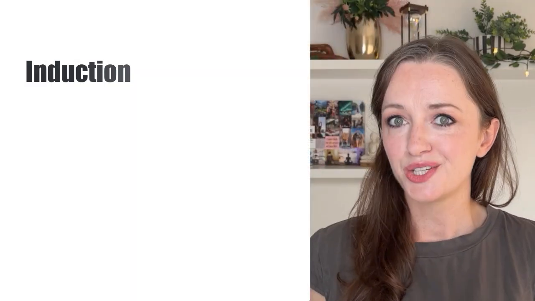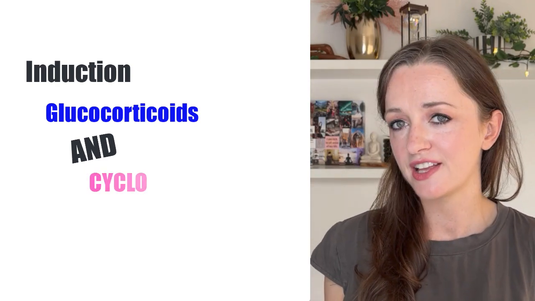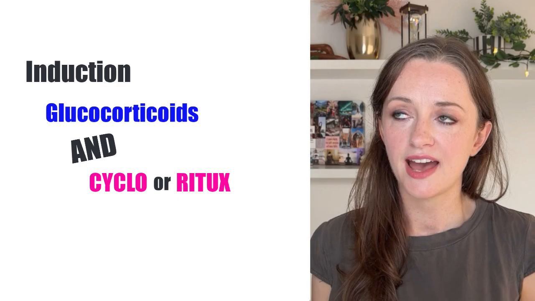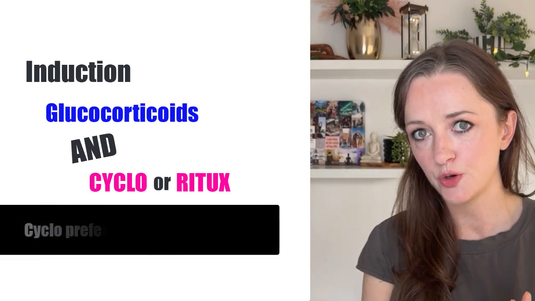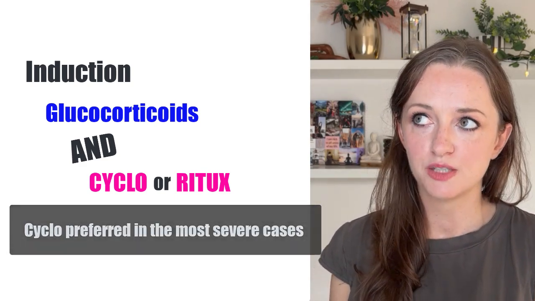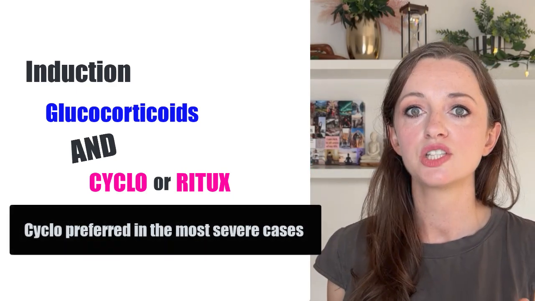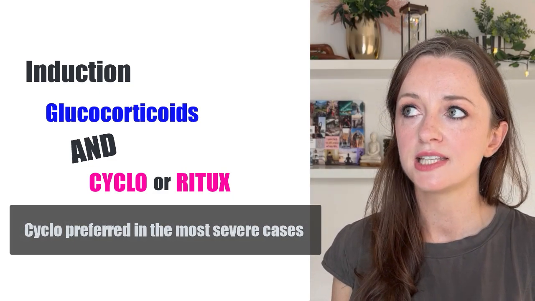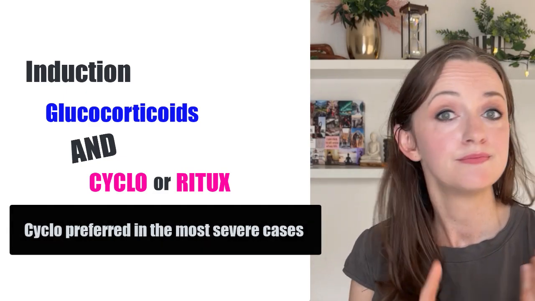So, for the induction of ANCA vasculitis, you give everyone the steroids, and then you can choose between cyclophosphamide or Rituximab. But if someone has very severe organ-threatening disease, typically we'll go towards cyclophosphamide because we have the most experience with it, and it has the most evidence base in those really, really severe cases. We know it works, we know it does the job, and so we'll reach for that in the most severe ANCA vasculitis.